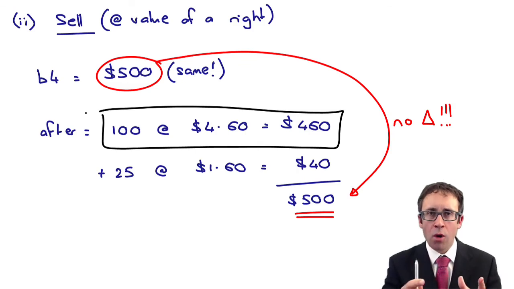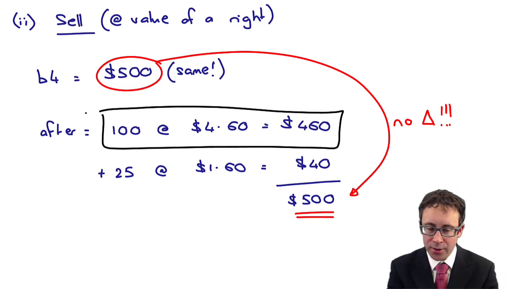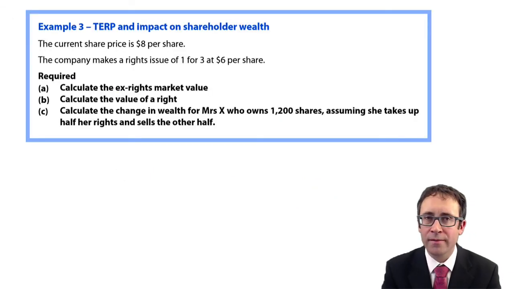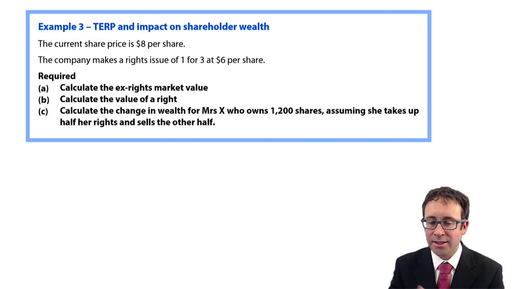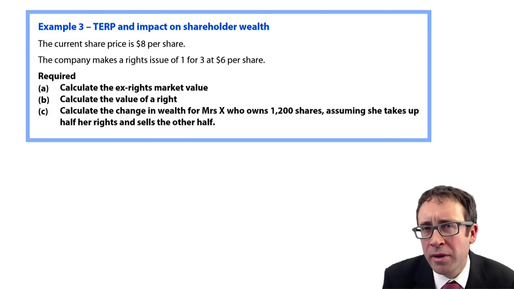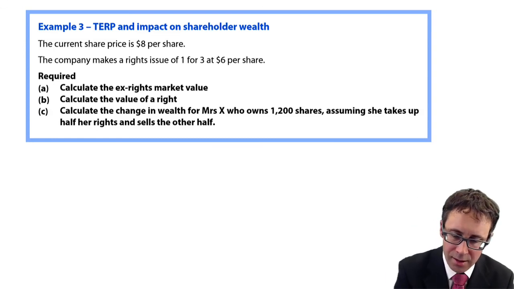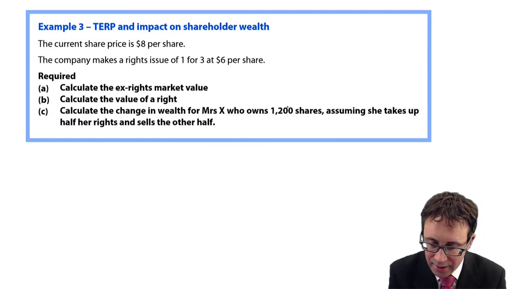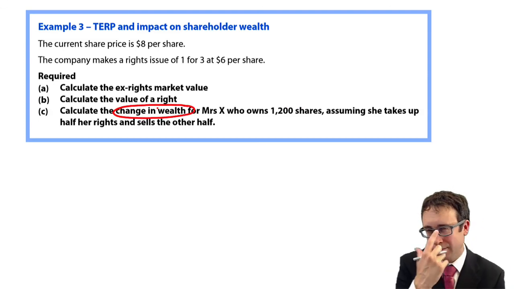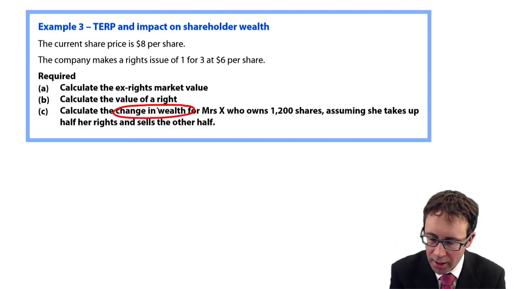Okay. So what I'm going to challenge you to go through and do, if I can find the page, there's example number three. Part A says calculate the ex rights market value, so the ex rights price. B, calculate the value of a right, so exactly what we went through and did in example two. And then have a go at part C. A little bit tricky. Okay. In part C, calculate the change in wealth. You'll see that, you know, there's no change in wealth, but work it through.